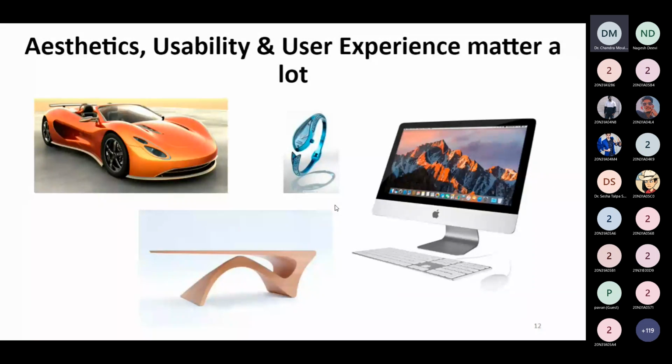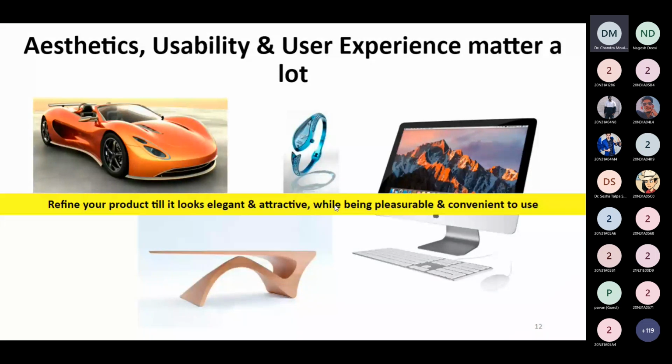And if you see these pictures, the design will attract. We call it aesthetics. And see, one is aesthetics, then at the same time it should be usable. If you bring these cars to the rural places of India, does it work? No, it won't work. That's why Maruti Suzuki has good customer traction even in rural areas. Refine your product till it looks elegant and attractive, while being pleasurable and convenient to use. Both the things are parameters you have to keep in mind while designing a prototype.